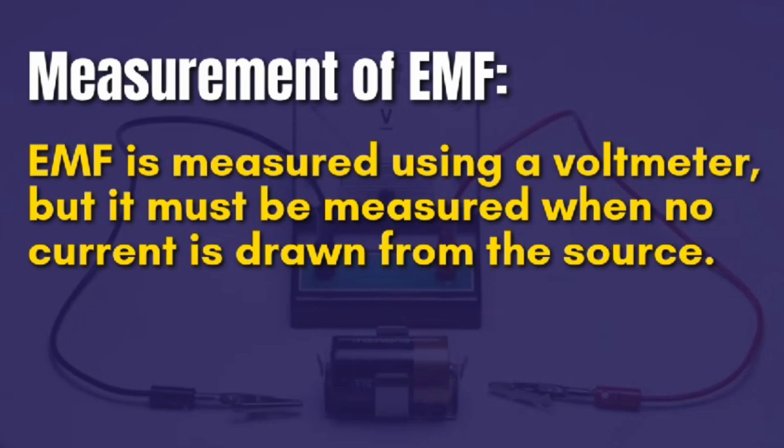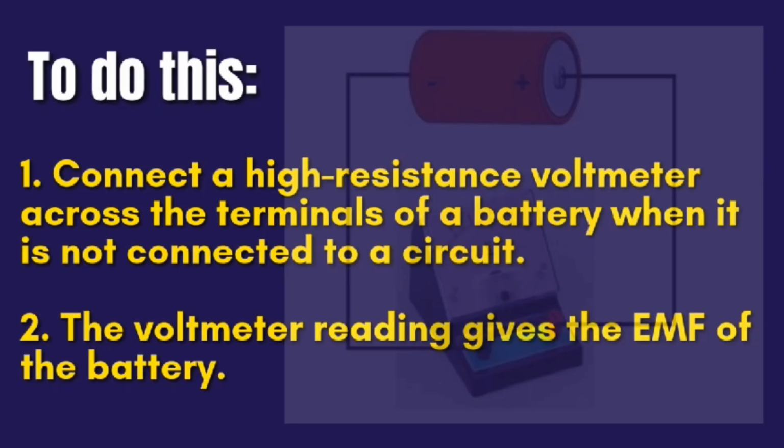Like as we measure the potential difference by using a voltmeter, similarly, EMF is also measured using a voltmeter, but it must be measured when no current is drawn from the source. So to do this, connect a high resistance voltmeter across the terminals of the battery when it is not connected to the circuit. The voltmeter reading gives the EMF of the battery.